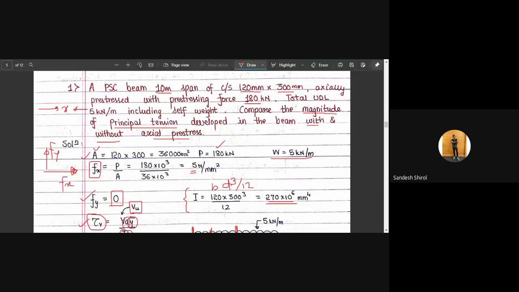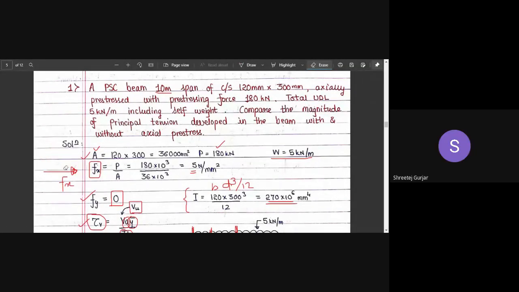Sir, why do we need to calculate that percentage? It is given in the question, right? You can read: compare the magnitude of principal tension developed with and without axial pre-stress. They have told in the question. If they have not told, you do not calculate this. They told us to compare, so we are comparing, nothing else. It is not a standard thing that you have to do. We have done that only because they have mentioned it in the question.